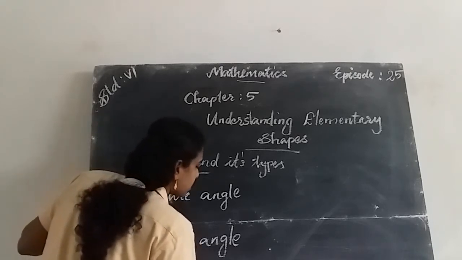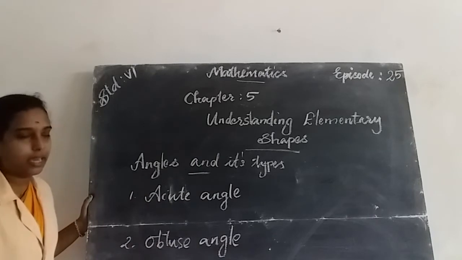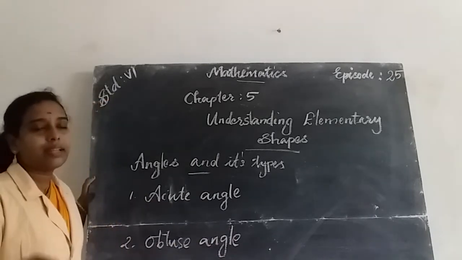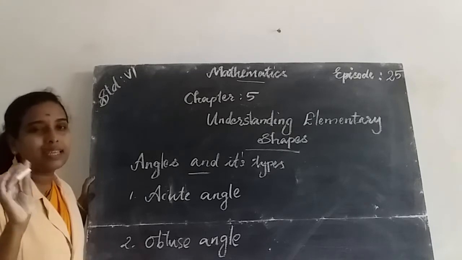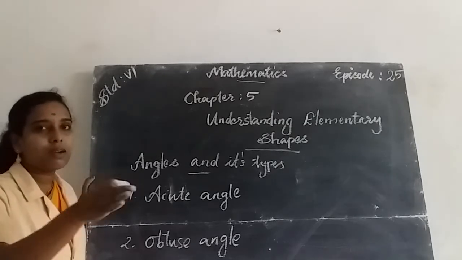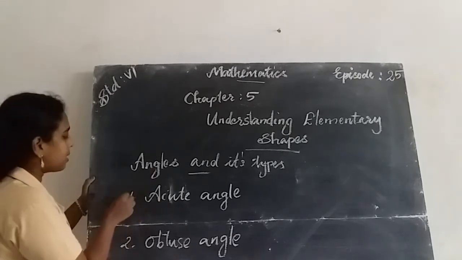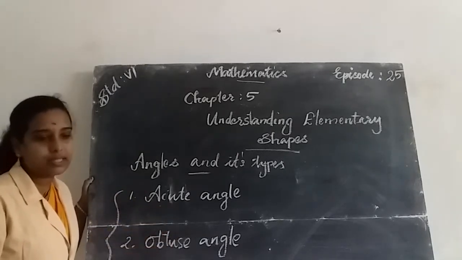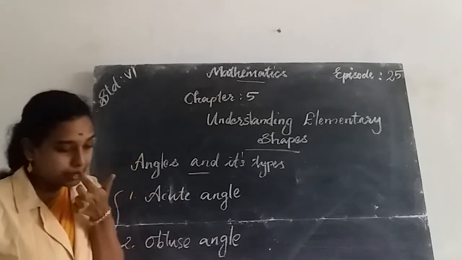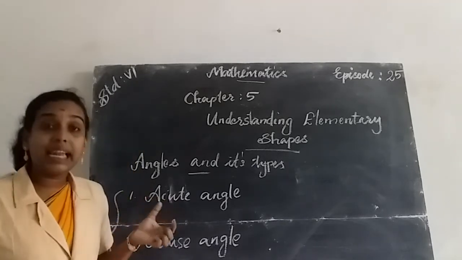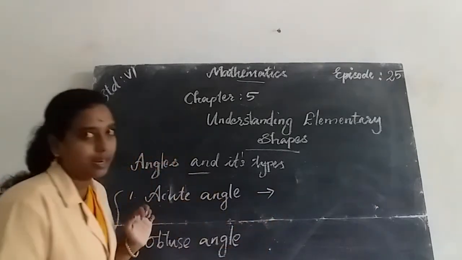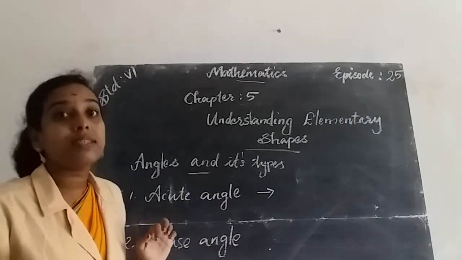So these are the classification based on the degrees. The angle 90 degree is a right angle, and the angle that measures 180 degree is a straight angle. Based on these degrees, the angles are classified into three types: acute angle, obtuse angle, and reflex angle. Acute angle means the angle measures less than a right angle. A right angle means the angle measures 90 degree.